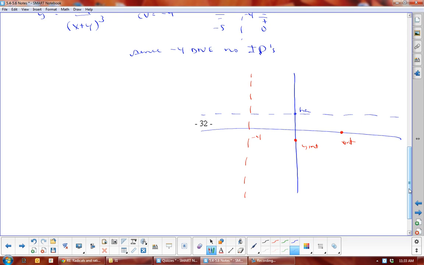Intervals of increase and decrease. According to this, I am increasing everywhere. Okay, there are no max mins. Okay, and then next is where I am concave up and down. Okay, so I'm concave up all the way to -4. So concave up, -4 on, I am concave down.